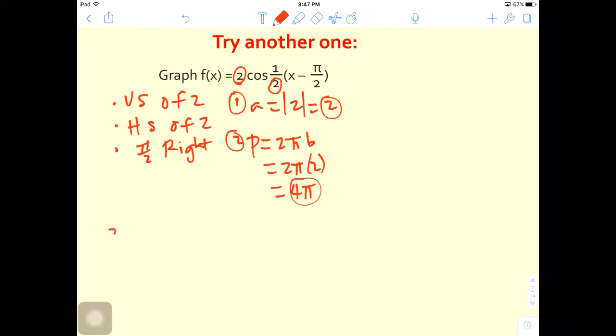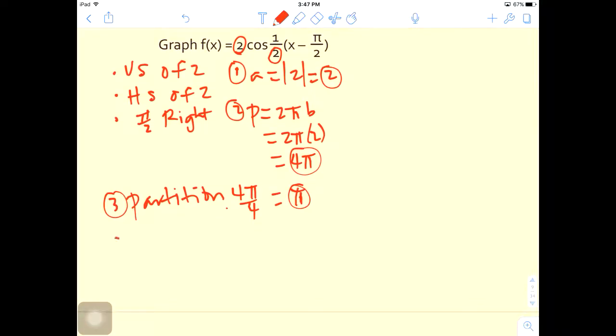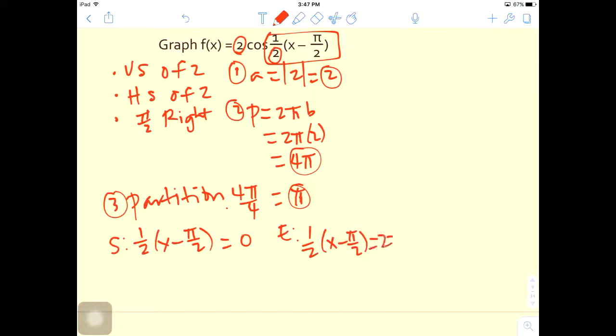The partition, step 3, is going to be 4 pi over 4, which is going to be pi. You're counting by pi. And let's see, where do we start and where do we end? So we're going to match up everything here. 1/2 times x minus pi over 2, set it equal to 0. And for the end, we are also going to set the same thing equal to 2 pi because that is what the original starting and ending points equal to, right?